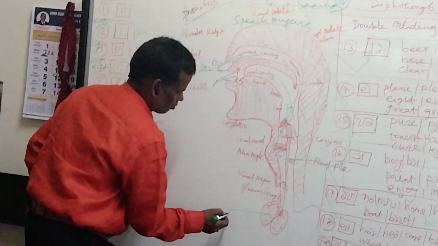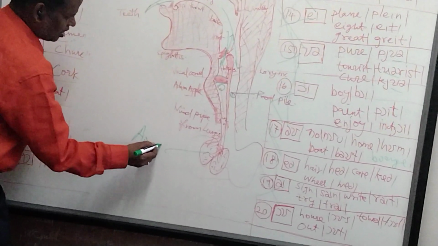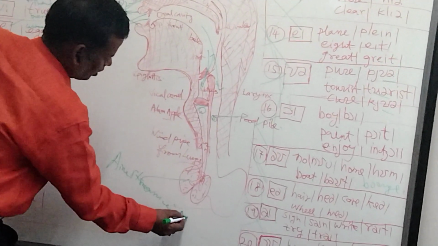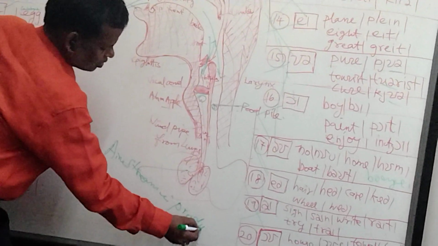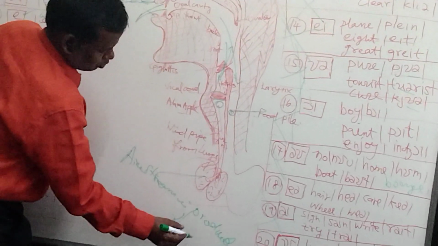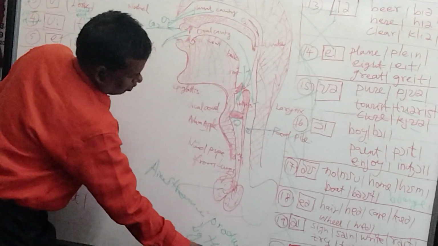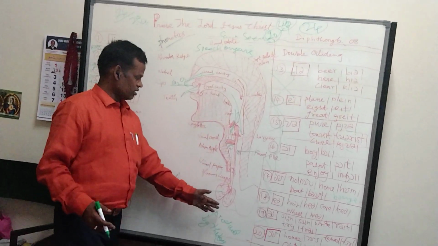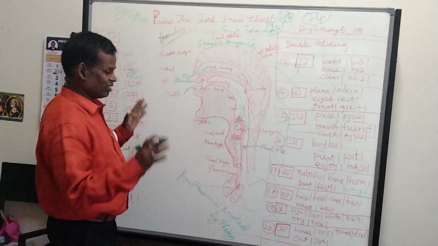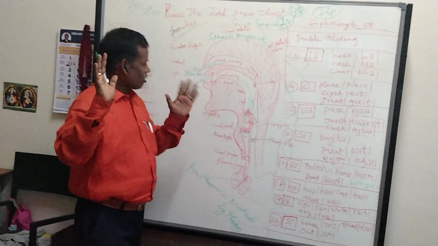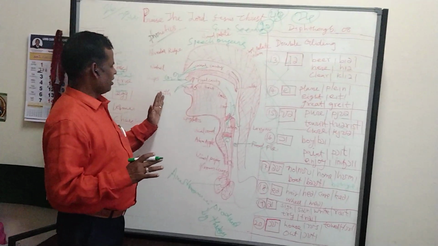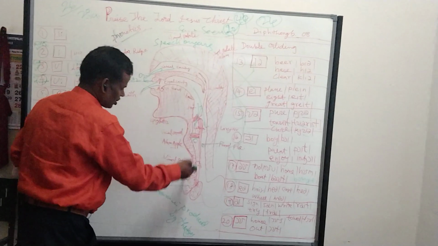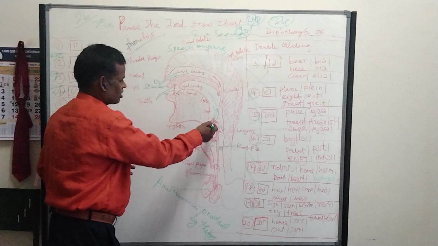The air stream is produced by the lungs, for breathing as well as speaking, and the air is passing through this area. These are the speech organs.